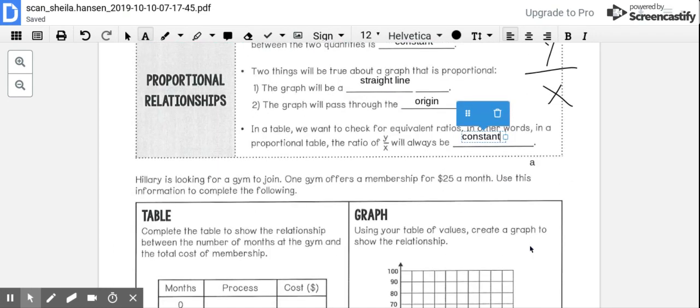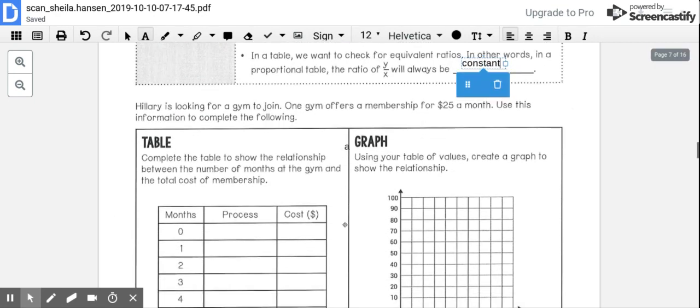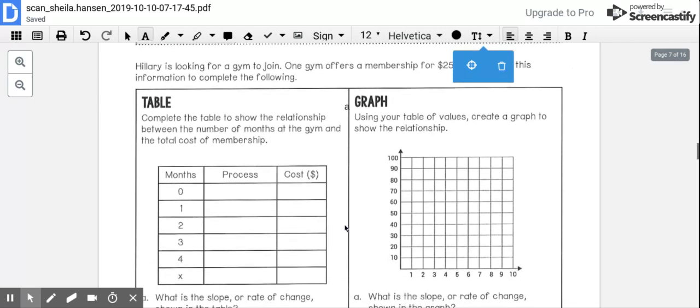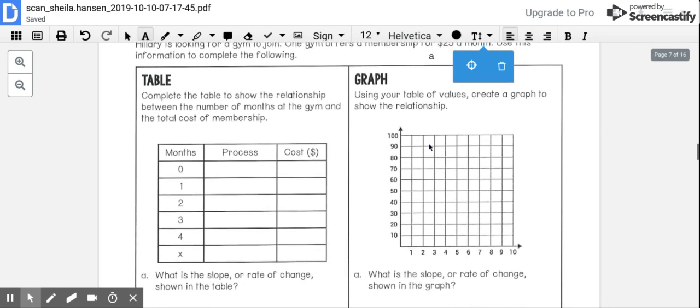Hillary's looking for a gym to join. One gym offers a membership for $25 a month. Use the info to complete the following. So remember, we can represent this situation by a table and a graph, and then these would be the words. And then we also practiced writing equations last year. So for the table, I'm going to go ahead and have you fill it out.